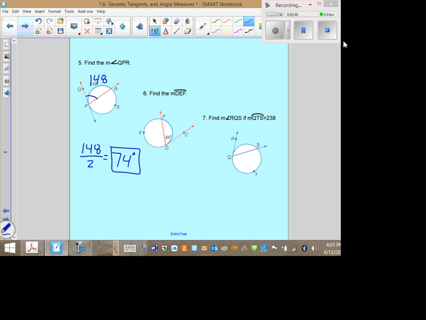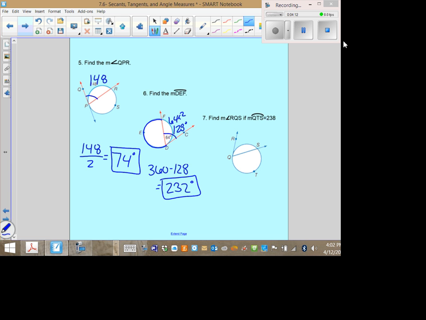Here we want to know what the measure of arc DEF is. We can do this a couple ways. First, we see that this angle here is 64 degrees, which means that this arc is 64 times 2 to give us 128 degrees. And then we can take 360 minus 128 to give us 232 degrees for the other part.